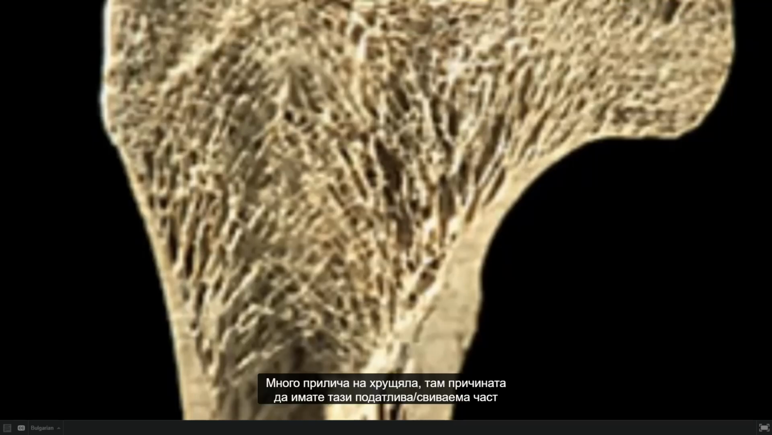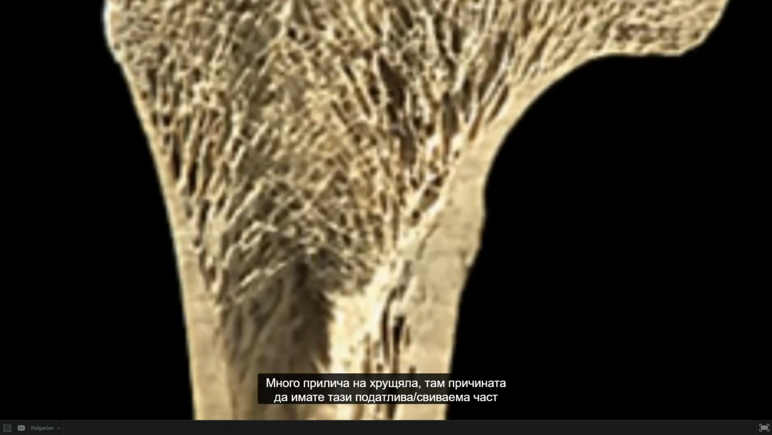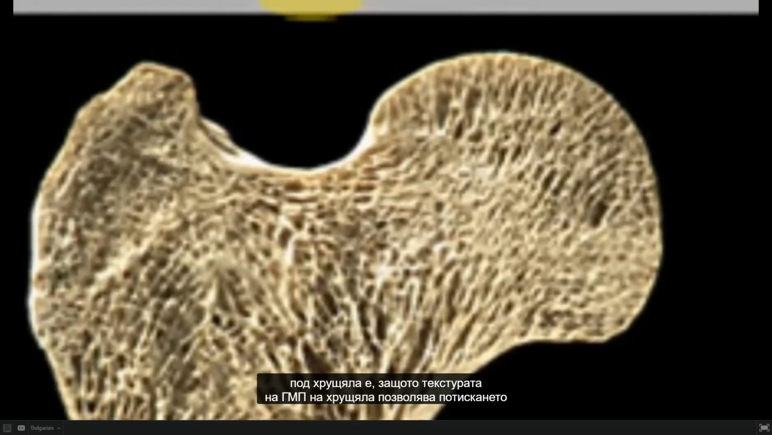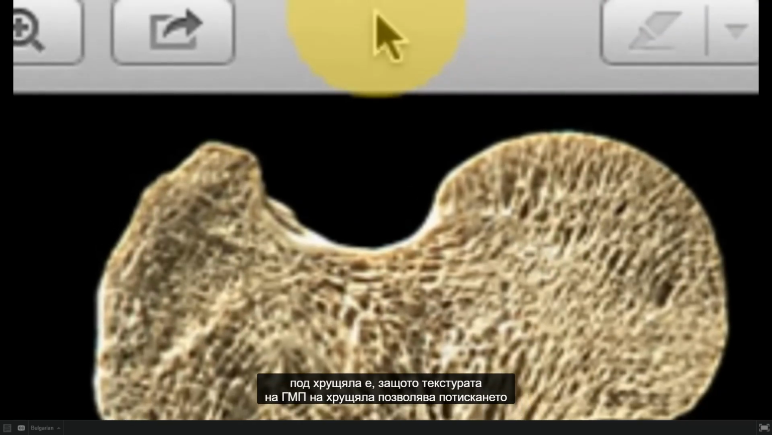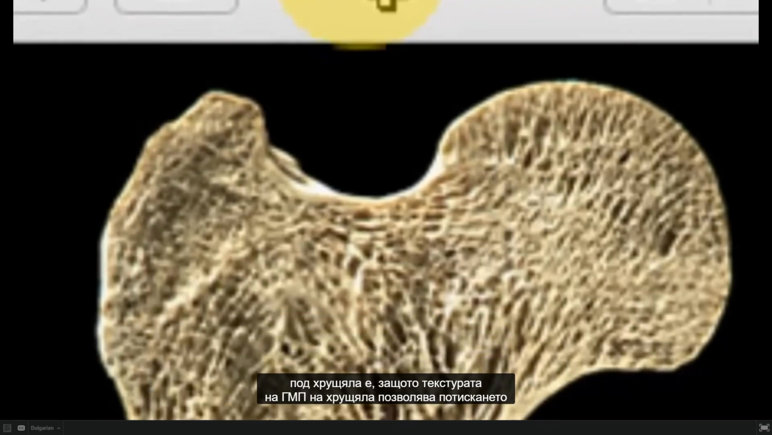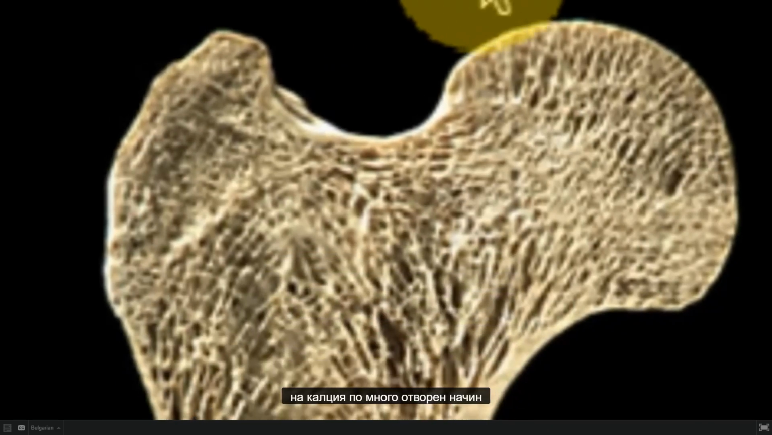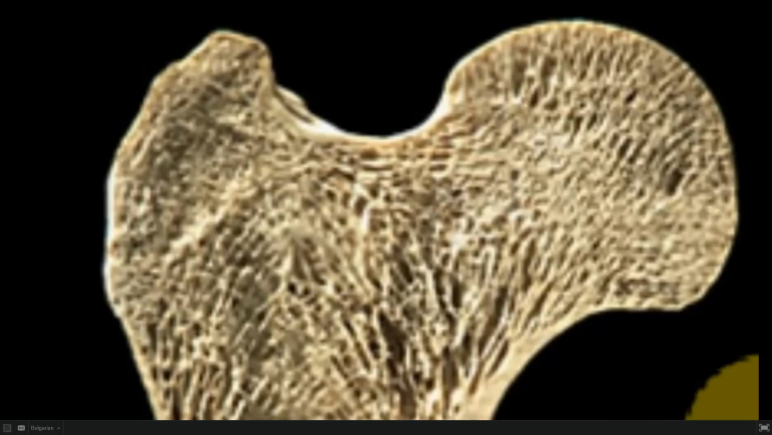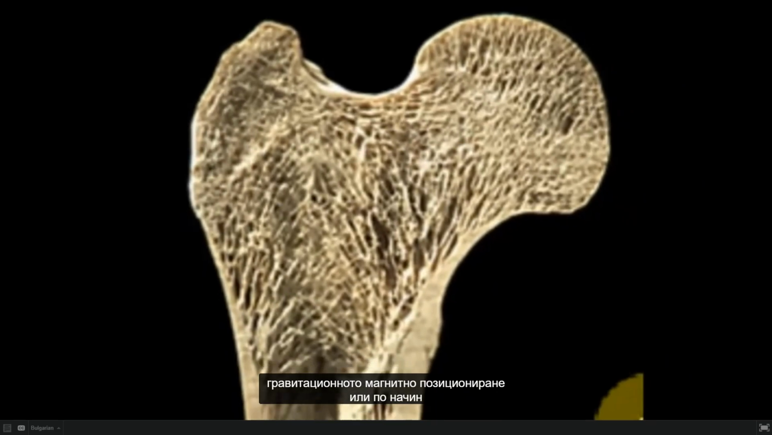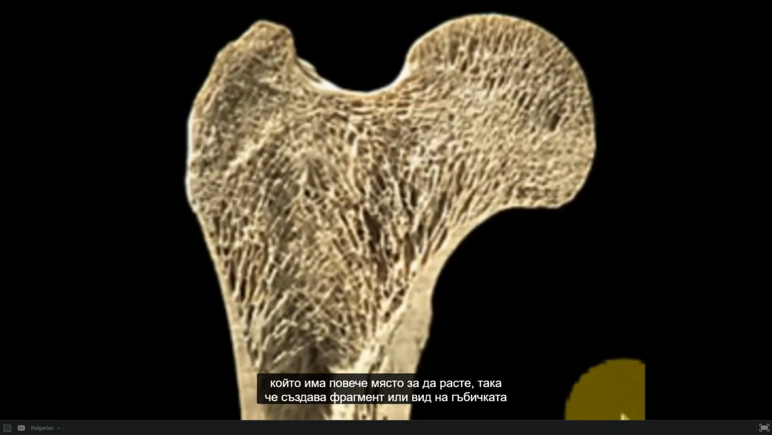Very much like cartilage. The reason you have the spongy bit immediately under the cartilage is because the gravitational magnetic field of cartilage allows separation of the calcium in a much more open way. What we call gravitational magnetic positioning means there is more space for it to grow. So it creates the effect, the look or the appearance, of sponginess.